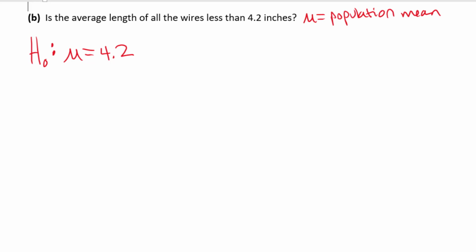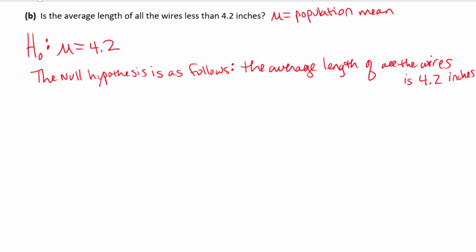So in context, this is read as follows. The null hypothesis is as follows. The average length of all the wires is 4.2 inches. The alternative hypothesis, we start with H sub A and then a colon, and this is going to be the opposite. It's still going to be a statement about mu, but the alternative hypothesis is that mu is less than 4.2 inches. And one of these two is going to be supported when we make the final conclusion. Either mu is equal to 4.2 will seem plausible, or mu less than 4.2 will be supported.